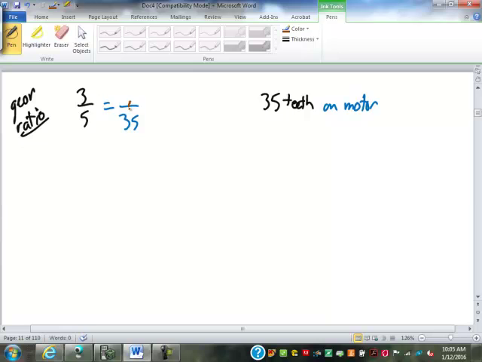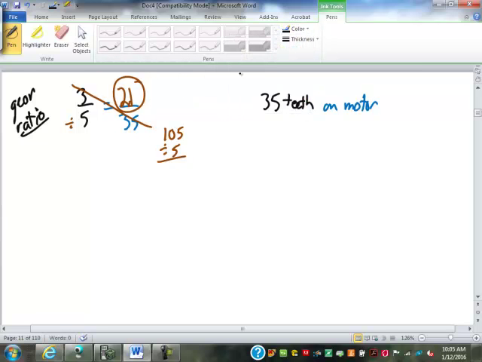How do I find this number up here? Yeah, we did our percents last semester, which were basically a proportion. We cross multiply and divide. 3 times 35 is 105, and we divide by 5. You get 21. So that other gear has to have 21 teeth in it to conserve that gear ratio of 3 to 5.